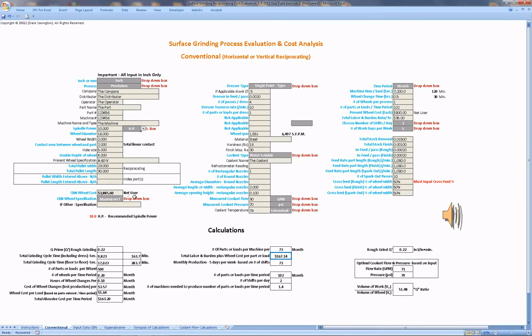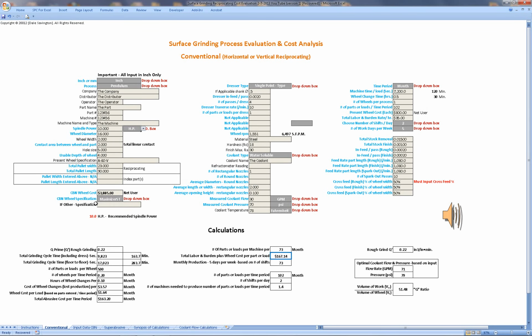The CBN wheel cost for this particular test, and this is a real test that's been done out in the field, is $3,885 net to the user. It's critical, whether we're up here with the wheel cost, the conventional, or with the CBN.